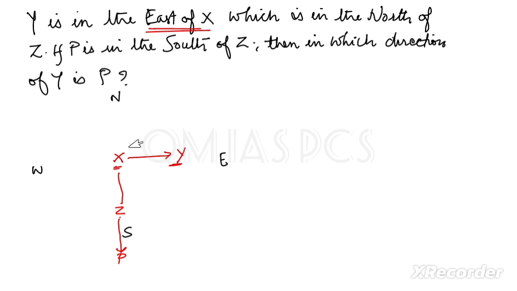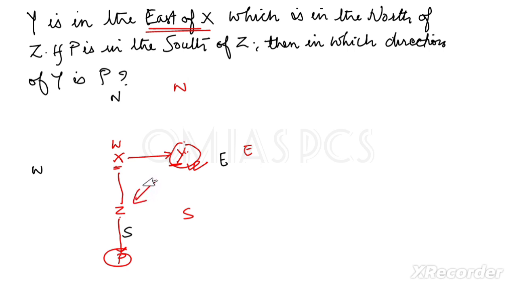With respect to Y, we have to find the direction of P, okay. Now you can see, with respect to Y, we have to consider the direction of P. So now we have to consider P at the center of this cardinal direction. So simply you can write this is the center, then you can say this is east, this is west, this is north, and this is south.